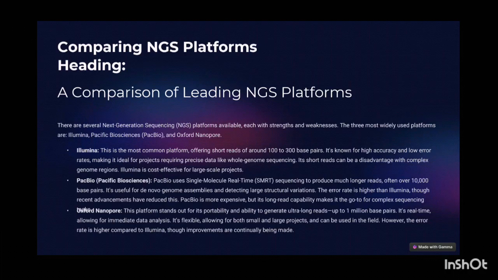Improvements are continually being made. So the choice of platform depends on your research needs. If you require high accuracy and cost efficiency, Illumina is the best choice. If you need long reads for a complex genome, PacBio and Oxford Nanopore offer powerful alternatives, at a higher cost with a trade-off in error rates.